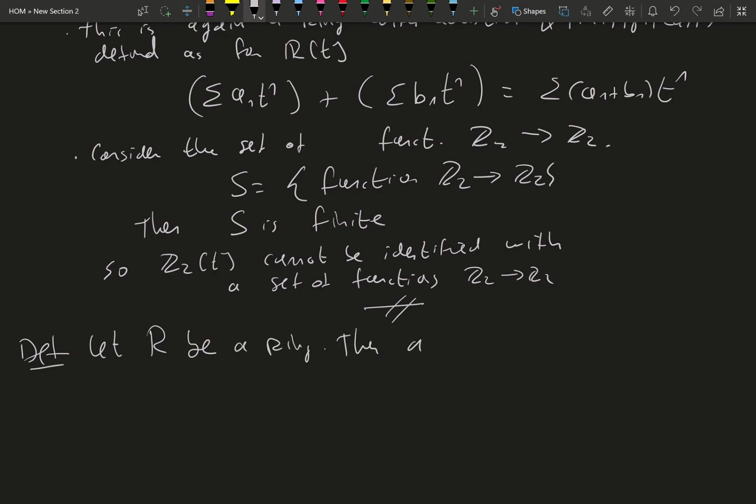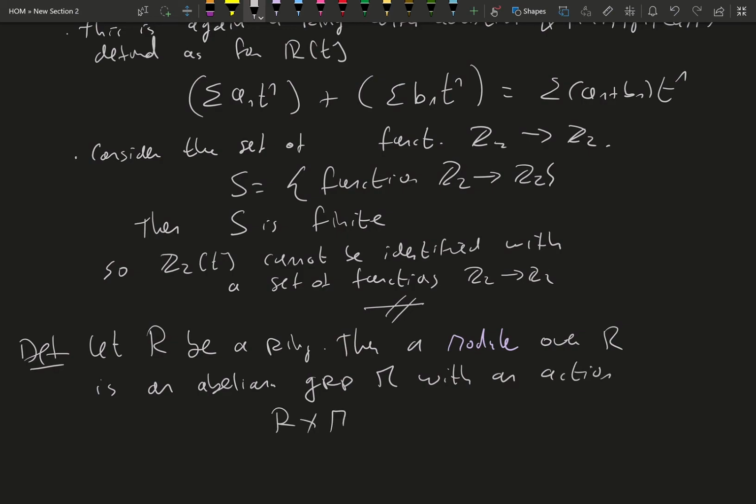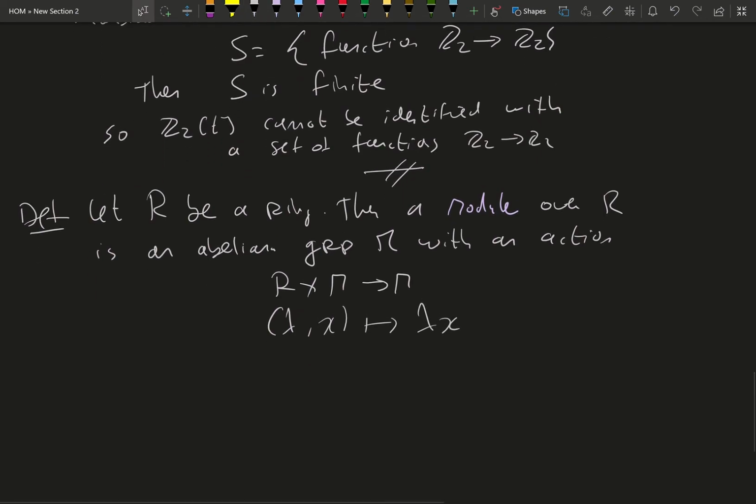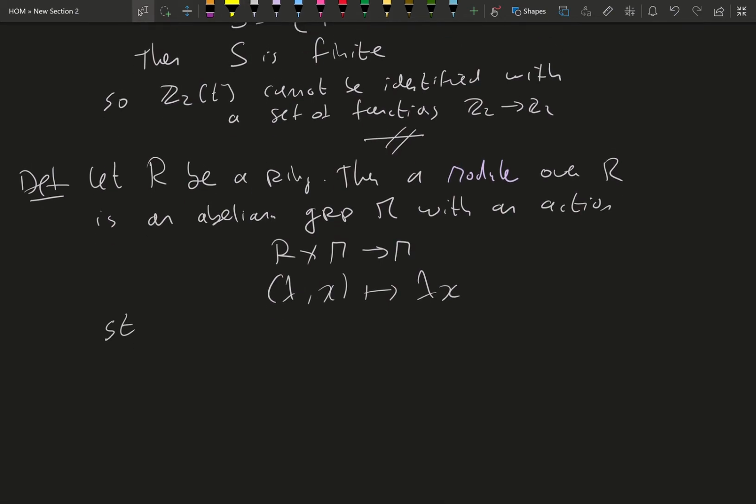Then a module over R is an abelian group M with an action R cross M to M, mapping an element in R and an element in M to something new in M, which you write as lambda times x, such that it needs to satisfy some reasonable conditions.